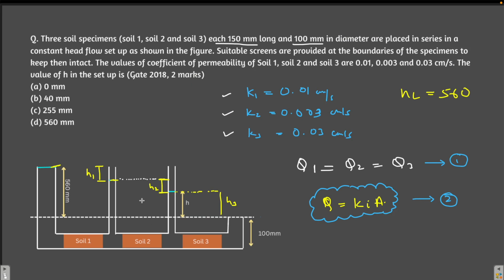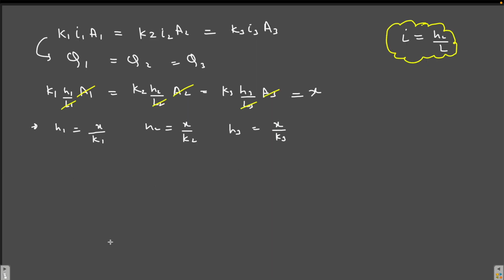Now you see from the figure, this is H1 plus H2 plus H3. If you add all these three, what will we get? We will get the total head loss, 560 mm. So can I form an equation like this: H1 plus H2 plus H3? It is also obvious from the head loss concept that the head loss for soil 1 plus soil 2 plus soil 3 will be equal to the total head loss. That's what I have written here. This is another equation. Let this be equation number 3, and let this be equation number 4.